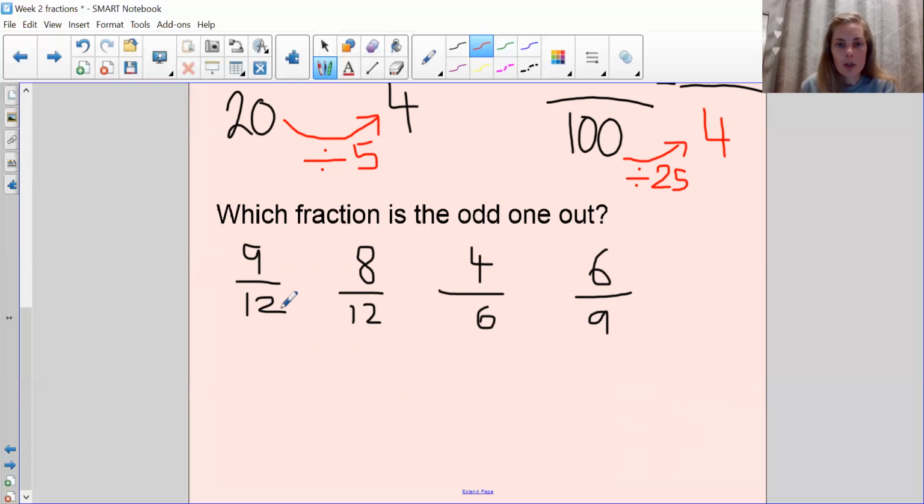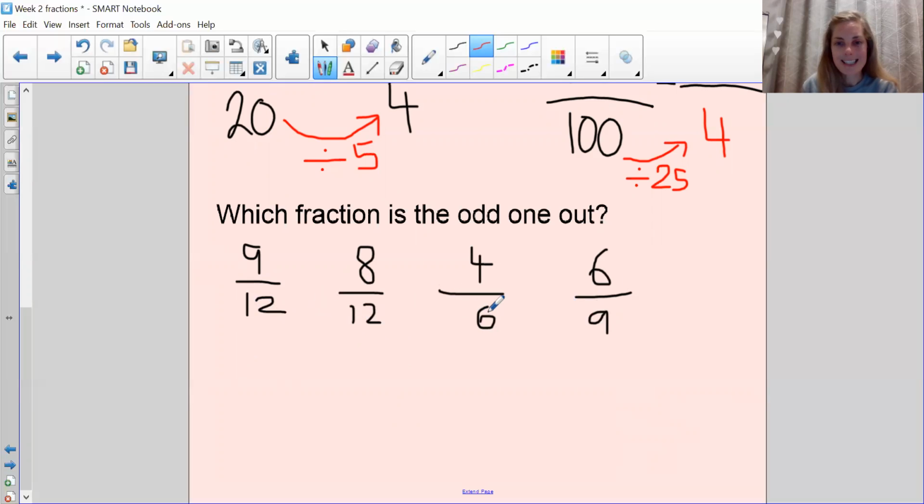Okay, let's have a look. I've got 12s, 12s, 6, and 9s. Okay, so look at the bottom numbers. When you're looking at equivalent fractions, these numbers need to go into the bottom numbers. So I've got 12 and 12. Both those numbers are fine.